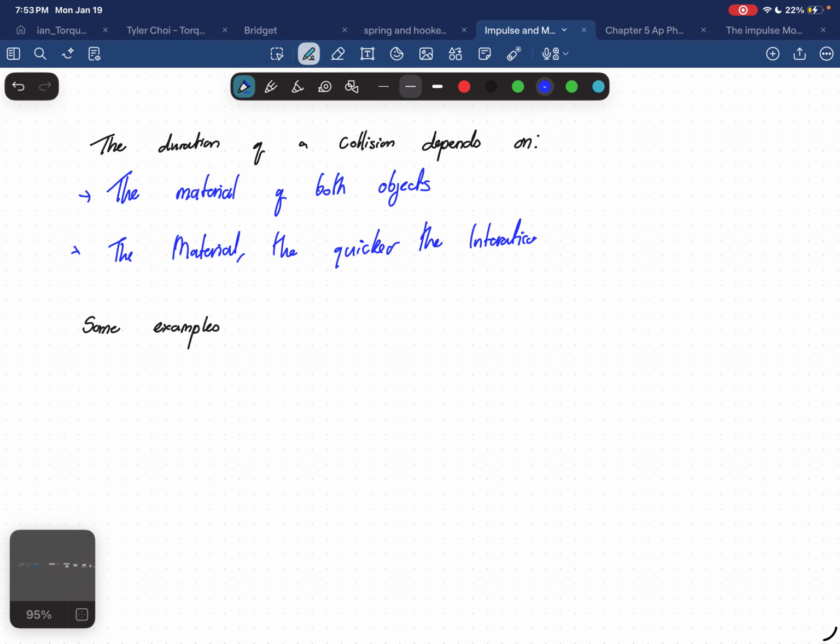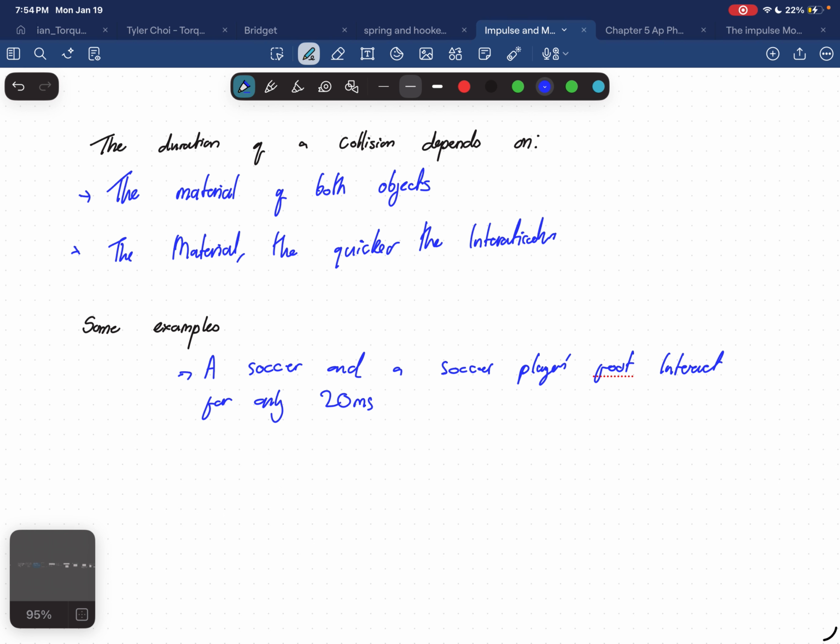I can give you some examples. A soccer ball and a soccer player's foot interact for only 20 milliseconds, which is a very, very short amount of time.